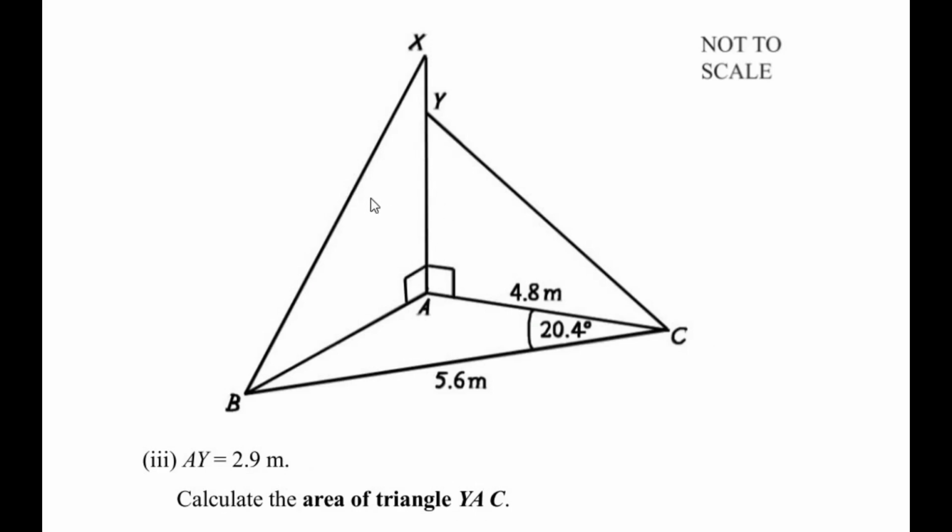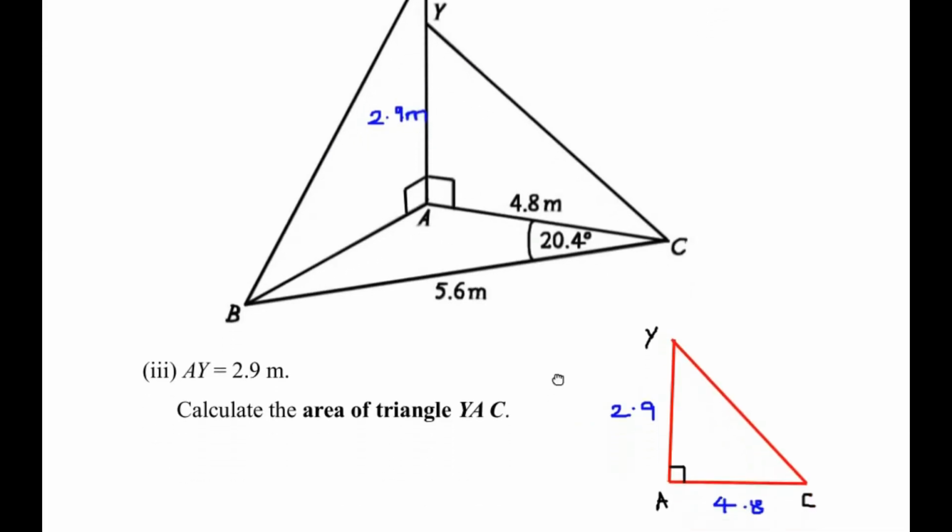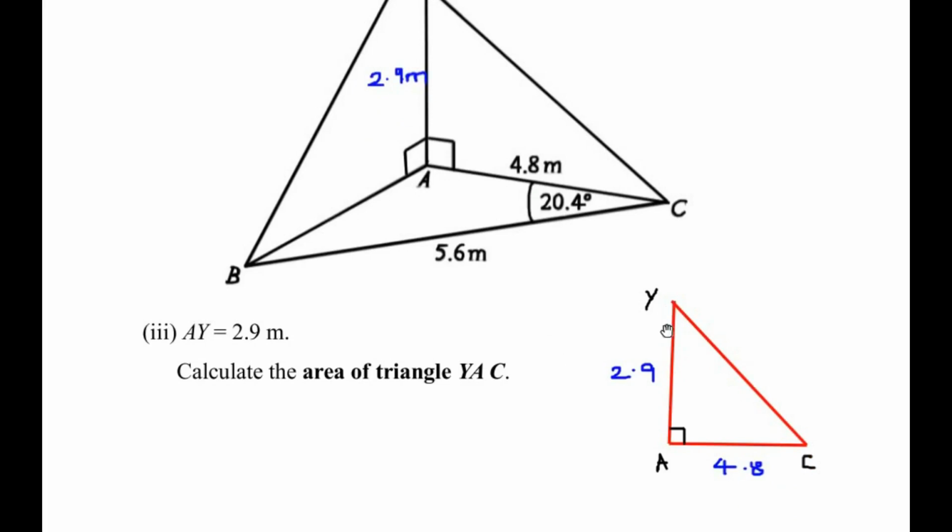So the length of AY is given as 2.9 meters and we have to find out the area of this triangle AYC, and we can see that it is also a right angled triangle, right angled at A. So let me separate out this triangle again. Now I have redrawn the triangle, and since we have to find out the area of the triangle, we know that the area of a triangle is given as half times base times height, and here we can consider the base as AC and the height as AY.